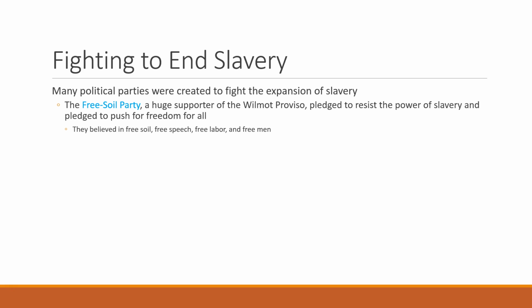So, fighting to end slavery. Many political parties were created to fight the expansion of slavery. The Free Soil Party, which was a huge supporter of the Wilmot Proviso, pledged to resist the power of slavery and pledged to push for freedom for all. They believed in free soil, free speech, free labor, and free men. So this was a party that very much went out of their way to try and push for policies within the United States that would lead to freedom for all.